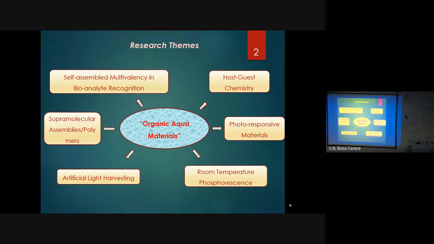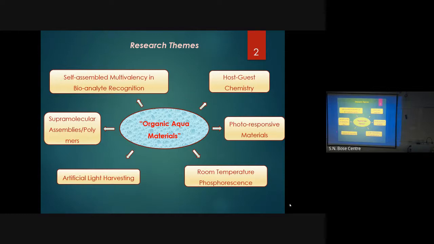So as I have already mentioned, we are interested in organic aqueous materials, and we do something called host-guest chemistry, where we bring macrocyclic hosts to modulate the chromophoric properties. We have also worked a lot recently on self-assembled multivalent bioanalyte recognition, where we use these nanostructures. We have charges on their surfaces to bind to bioanalytes. We work on supramolecular assemblies and polymers.